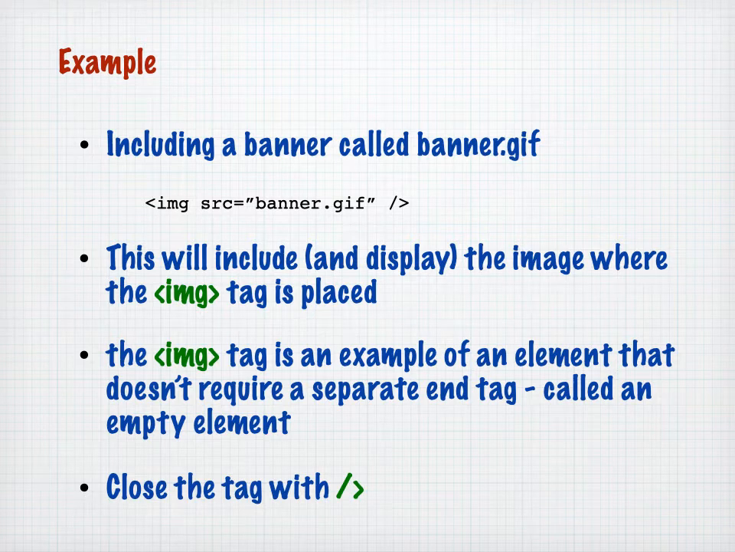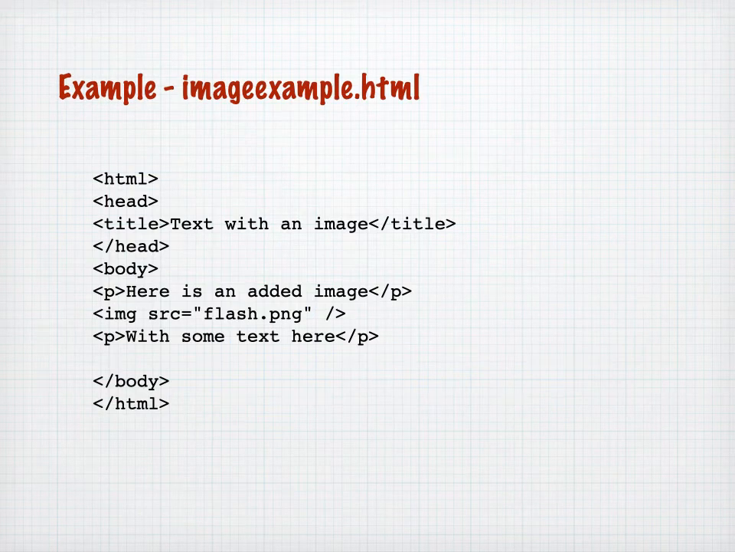So let's have a look at an actual example. So here I've got a file called imageexample.html. I'll just briefly run through it again just to remind you. It's an HTML file, so there are HTML tags at the top and the bottom. We have a head, we have a body. If you look in the head, you can see we have a title tag and it says text with an image. Let's move down into the body of the document, and of course in the body, this is the place where we place the content that will be visible inside the browser window.